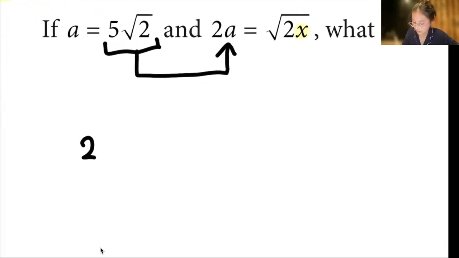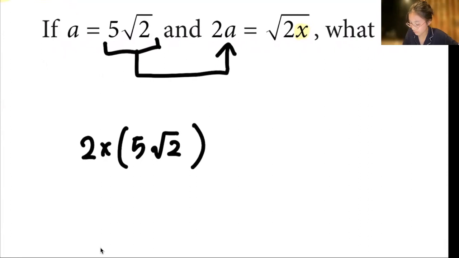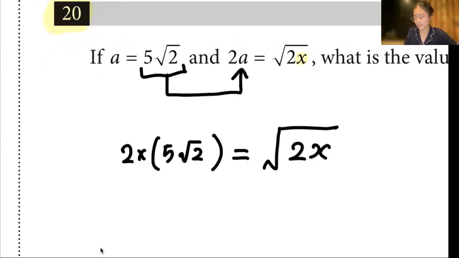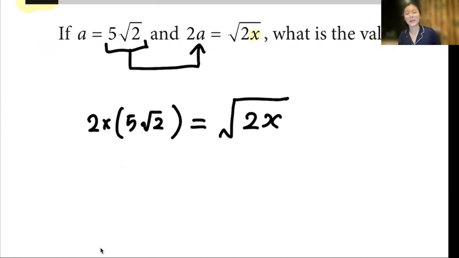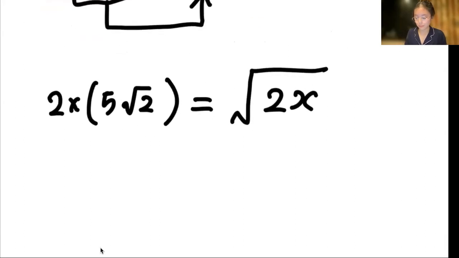So essentially it's 2 times 5/2 equals √2x. So this is what's happening. Okay. Now we just need to multiply them. But if you don't have your square root rules set, if you don't know them, then this might be challenging for you.